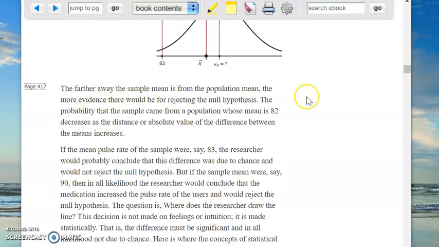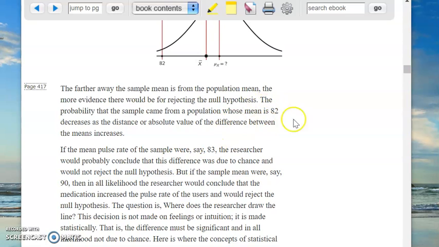Now, the farther away the sample mean is from the population mean, the more evidence that is, right? Let's say, taking the pulse rate, the average pulse rate for all human beings is 82, and you take this medication and now you have a pulse rate of 100. Boy, you're going to be pretty convinced, right? But you still don't know until you do the statistical testing. It's more evidence, though. You're kind of more convinced, and that's more evidence for rejecting the null hypothesis.